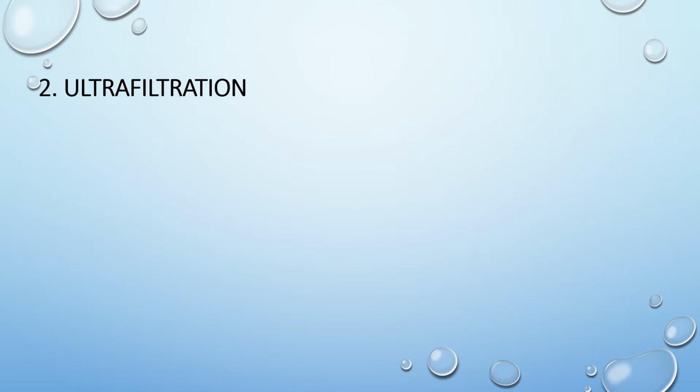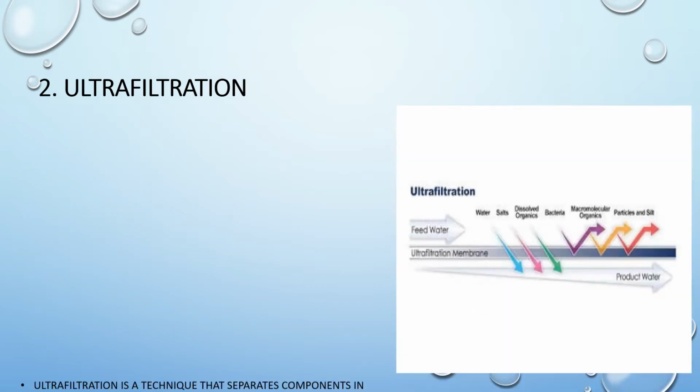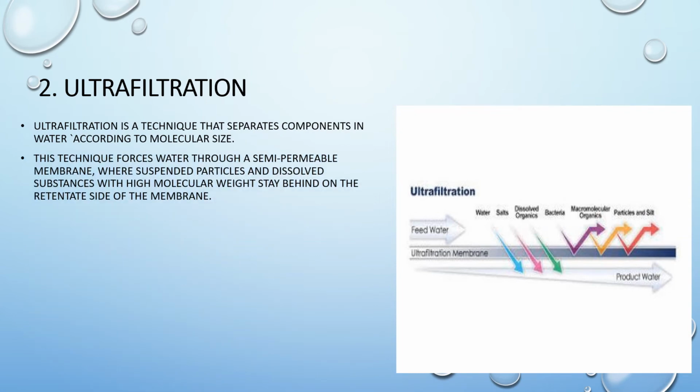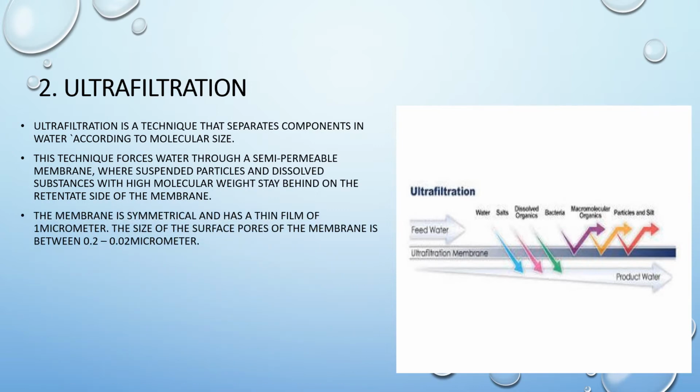The second membrane filtration is ultrafiltration. Ultrafiltration is a technique that separates components in water according to molecular size. The technique forces water through a semi-permeable membrane where suspended particles or dissolved substances with high molecular weight stay behind on the retentate side of the membrane. The membrane is symmetrical and has a thin film of 1 micrometer. The size of the surface pores of the membrane is between 0.2 and 0.02 micrometers.